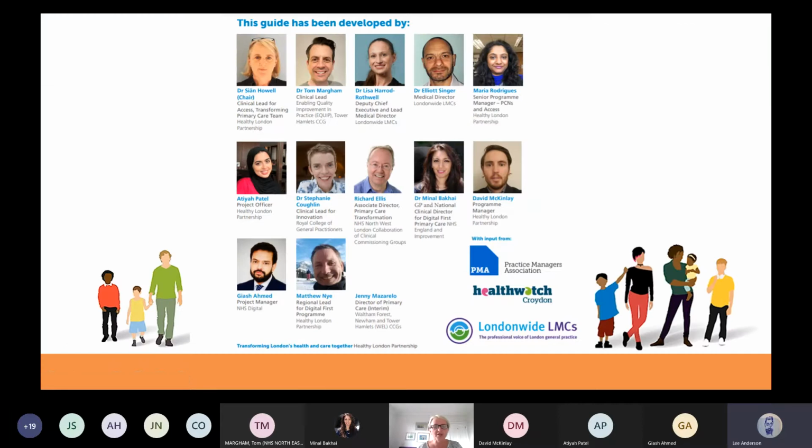So the London General Practice Access web guide. I hope many of your practices may have received one of these, a hard copy in the post. But what is it? It's basically, there are 2 documents.